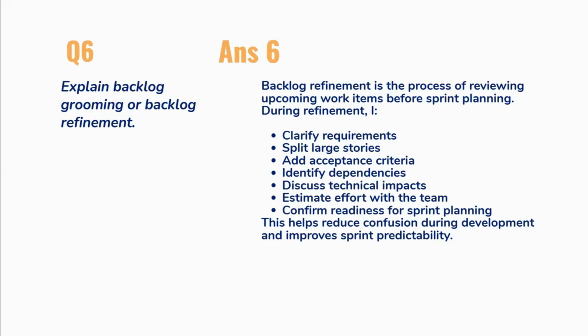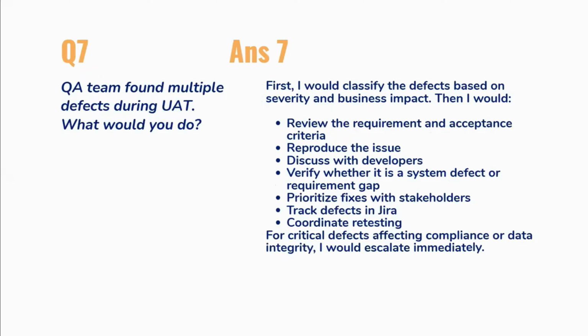Now, question number 7: the QA team found multiple defects during UAT. What would you do? So let's say the testing team found multiple defects during UAT. What would you do? First, you would classify the defects based on severity and business impact. Then you would review the requirement and acceptance criteria, reproduce the issue with the developer, discuss with the developer, and also verify whether it's a system defect or a requirement gap, prioritize fixes with the stakeholder, track defects in Jira, and coordinate retesting. For critical defects affecting compliance or data integrity, you should escalate immediately.